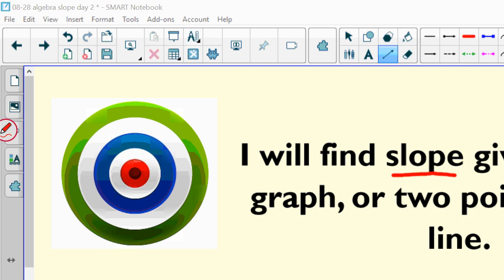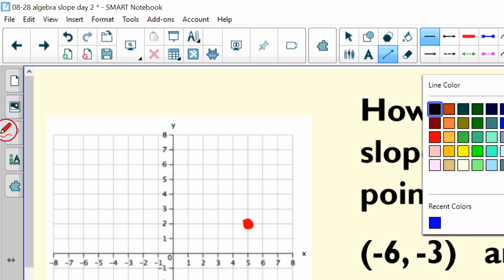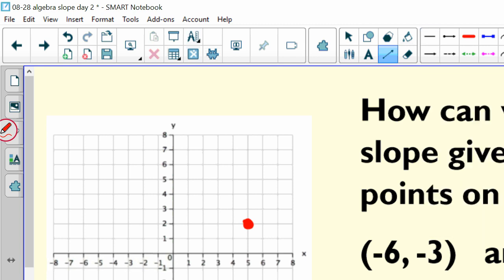Okay, our goal again is I will find slope given a table, graph, or 2 points on the line. So we're graphing -6 and -3 and 5 and 2. And then we're drawing a line between those 2 points. I'm going to make my line blue.